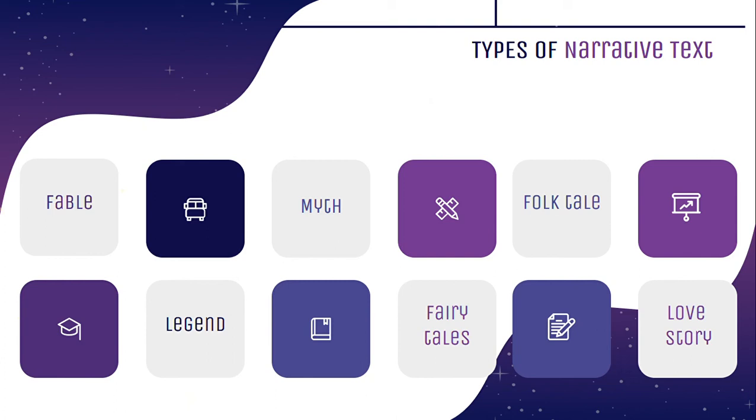Next, folktale. Folktale is a characteristically anonymous, timeless, and placeless tale circulated orally among people. And the last is love story. Love story is a story about human emotion and feeling, just like two people who fall in love with each other.